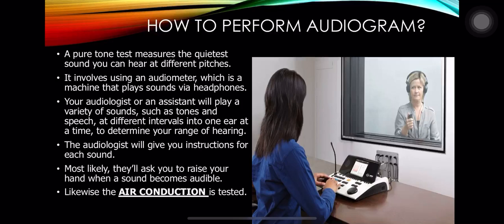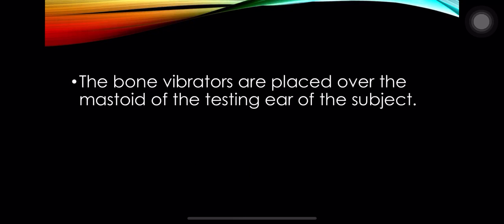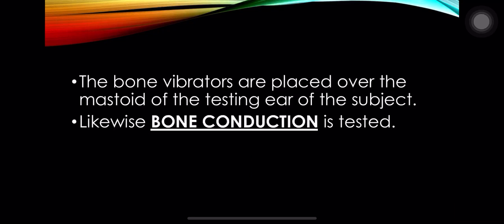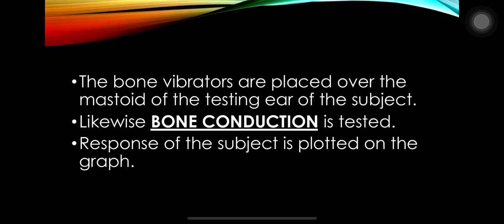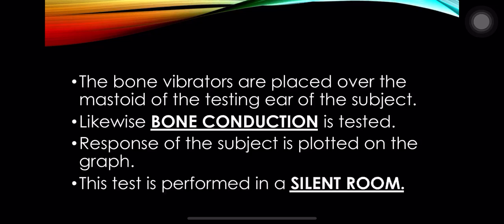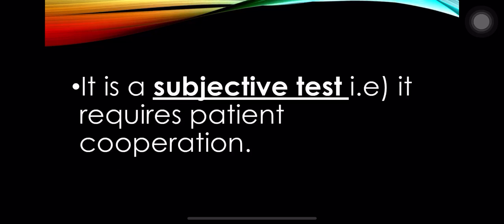Likewise, the air conduction is tested. The bone vibrators are placed over the mastoid of the testing ear of the subject. Likewise, the bone conduction is tested. Response of the subject is plotted on the graph. This test is performed in a silent room. This test is a subjective test, that is, it requires patient cooperation.